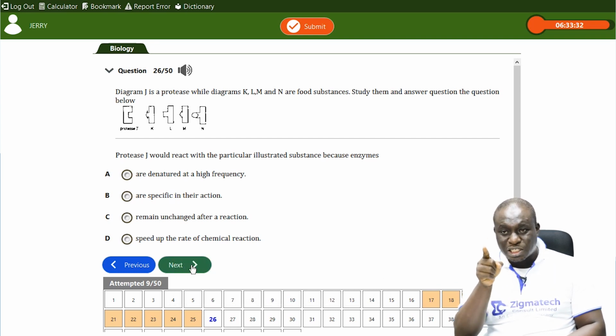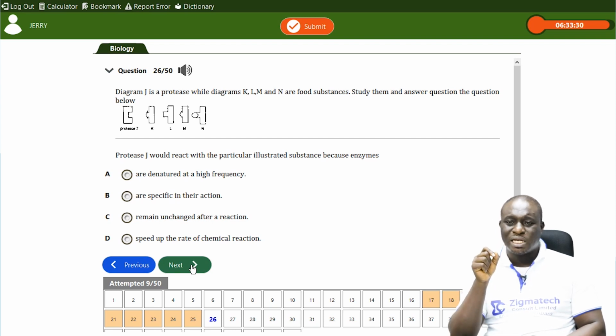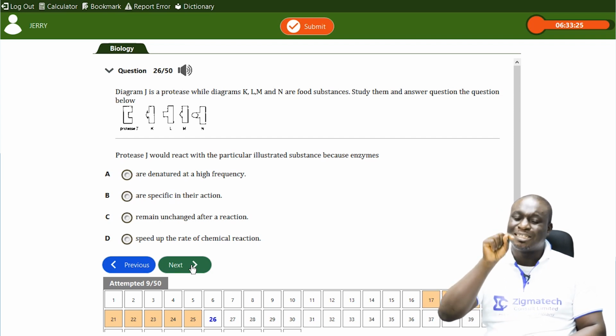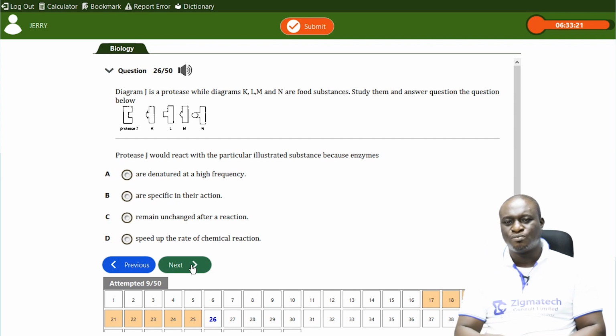But as it relates to this particular question, the correct answer is B. They are specific in their action. I also told you that they act on a particular or specific substrate. So the correct answer is B. Next question.